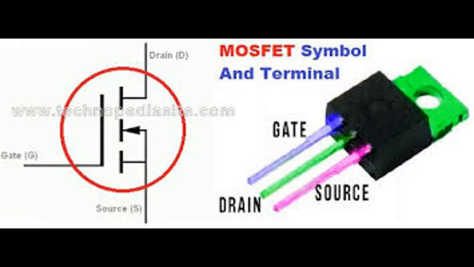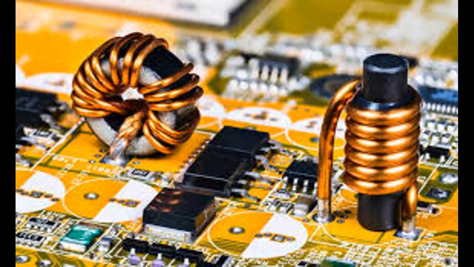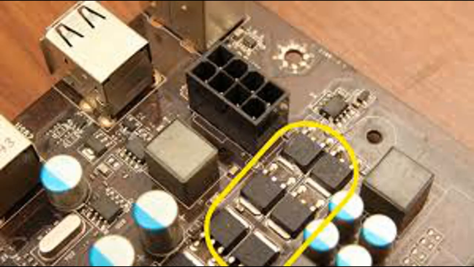Today our topic is MOSFET. The metal oxide semiconductor field effect transistor, MOSFET, is a type of field effect transistor, FET. The field effect transistor, FET, is a three-terminal active device that uses an electric field to control the current flow, and it has high input impedance, which is useful in many circuits.